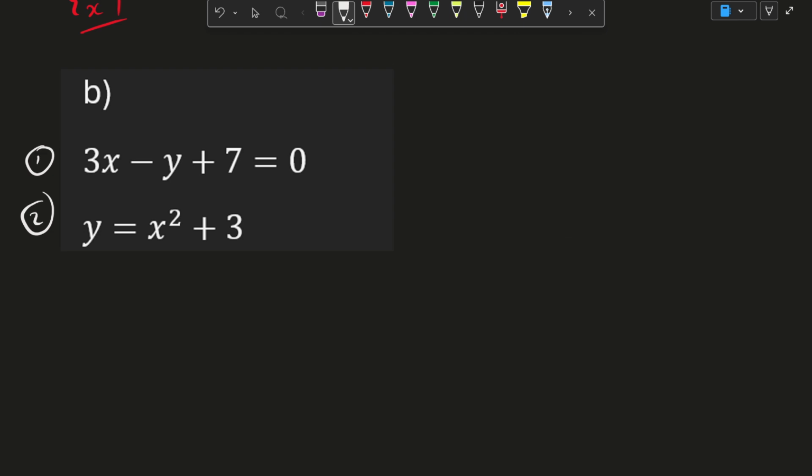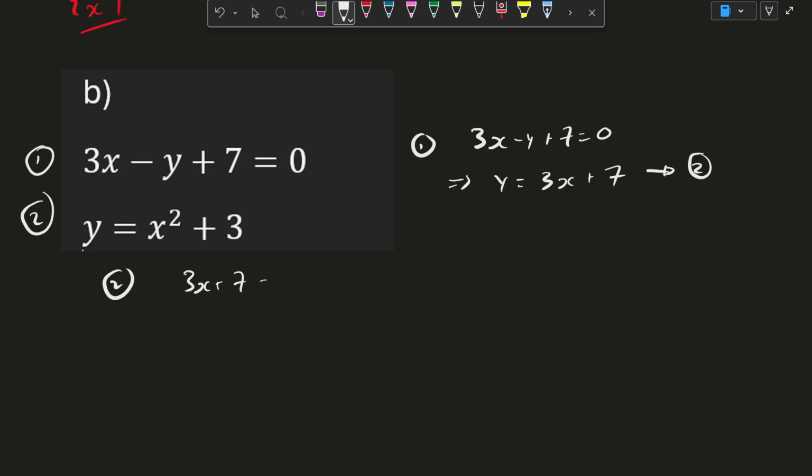So what we'll do is we'll rearrange the first equation. It's very, very easy just to get y on its own, so let's do that. If we know that 3x take away y plus 7 is equal to 0, then it clearly follows that y is 3x plus 7. We're then going to substitute that into equation number 2. What equation number 2 is then going to read is, instead of y, we know that that's 3x plus 7. So we'll write 3x plus 7 is equal to x squared plus 3.